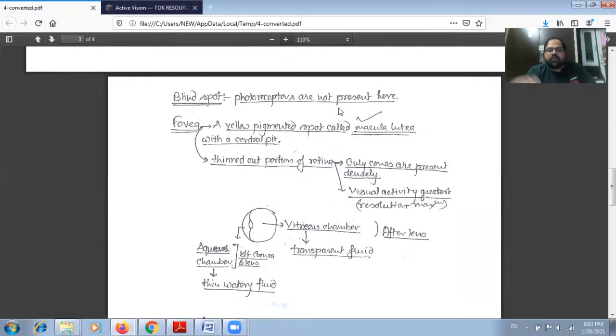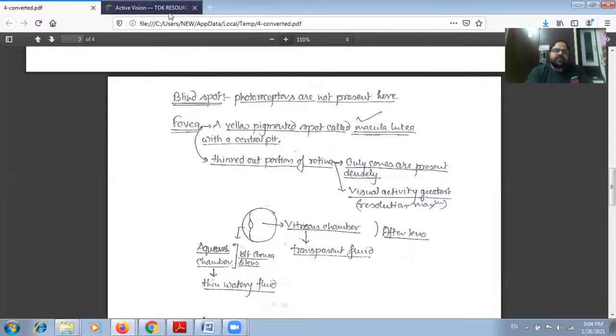And the fovea centralis is a yellow pigment spot which is also called macula lutea with a central pit, and it is a very thin portion of the retina, and only cones are present here. This means here the density of the cones will be much higher, and here the visual acuity will be greatest, or we can say the resolution will be maximum.